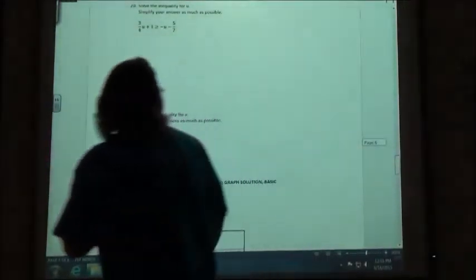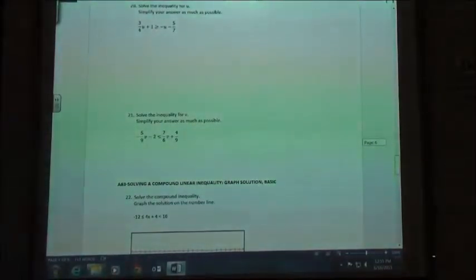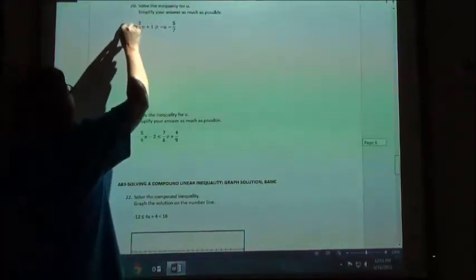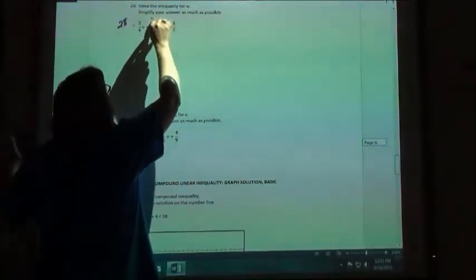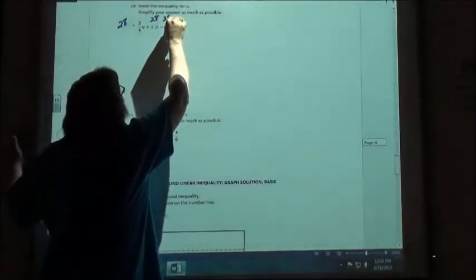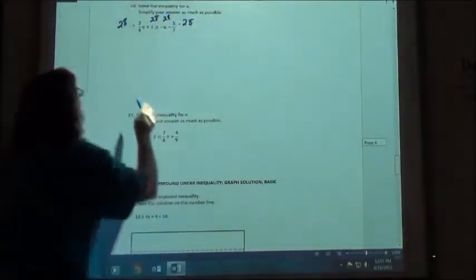So number 20, if we're going to solve that one for u, first thing I do is get rid of the fractions. What should I multiply every term by? 28. Since I have a 4 and a 7, the only thing I can do is take 4 times 7. So 28 times every one of those terms.